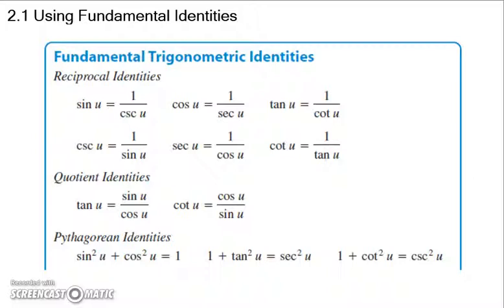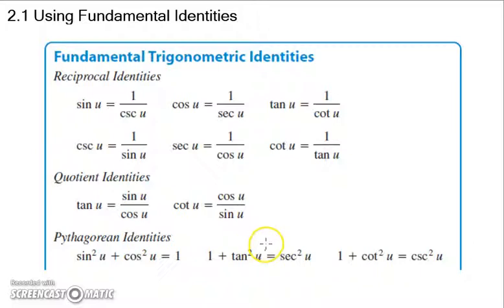Now, another thing I want to say about this is, if we look at the Pythagorean identities, we're allowed to add and subtract. So if we want to subtract a cosine to the other side, we're allowed to say sine squared of u is equal to 1 minus cosine squared of u. So we can manipulate these in any way we want.